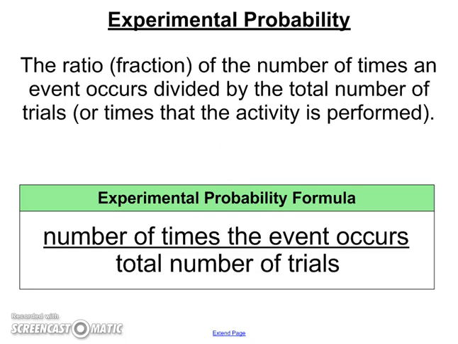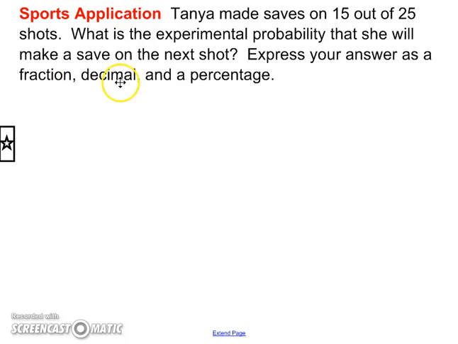Okay, and we're going to actually get right to it. This is an actual calculation. So Tanya made saves on 15 out of 25 shots. What is the experimental probability she will make a save on the next shot? Express your answer as a fraction, a decimal, as a percentage. So in this case, Tanya is some sort of a goalkeeper. It sounds like anyway. Maybe hockey, field hockey, soccer, something like that. And so she made stops on 15 out of 25 shot attempts.